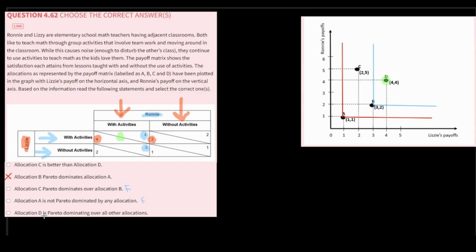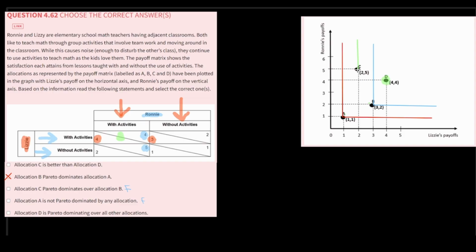Allocation D is Pareto dominating over all other allocations. My knee-jerk was to say yes, but as soon as I looked at that diagram, I realized that is wrong. Why is that wrong? We know that D dominates B. We know D dominates A.